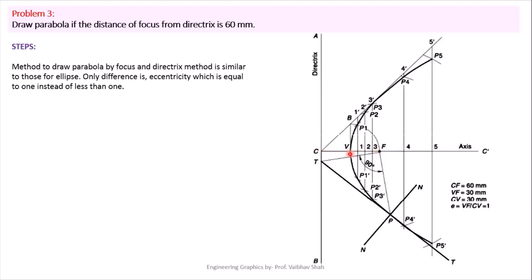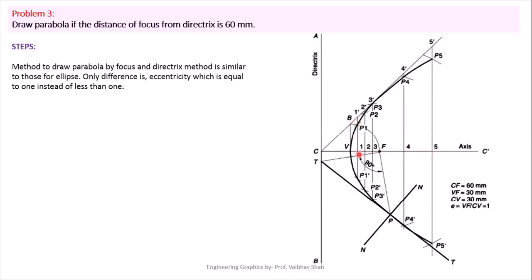After locating this point V, simply draw one arbitrary vertical line. Now take out your rounder, put your rounder at V, take the distance of V to F on your rounder and draw a quarter circular arc to cut this vertical line somewhere here to get this point B. After getting this point B, connect point C with B and extend it in the right hand side direction, on which we'll be having points 1 dash, 2 dash, 3 dash, 4 dash afterwards. Now take any number of random parts on the right hand side of your vertex point V. So 1, 2, 3, 4 and 5.